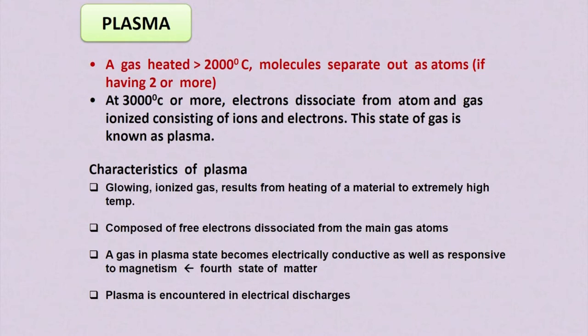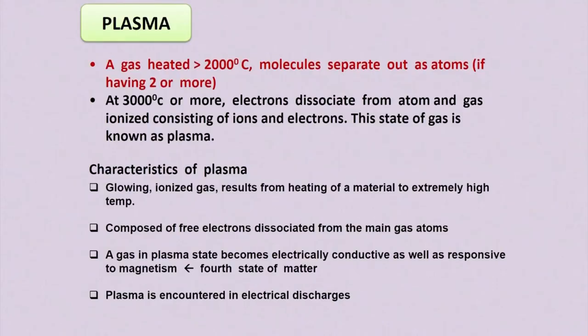So this state of gas is known as the plasma. When this gas is heated again to 3000 degrees centigrade, the electrons dissociate from the atoms, and this combination of electrons and ions is called the plasma state. Characteristics of the plasma: it is a glowing ionized gas resulting from the heating of a material to extremely high temperature. It is composed of a few electrons and ions from the main gas atoms.